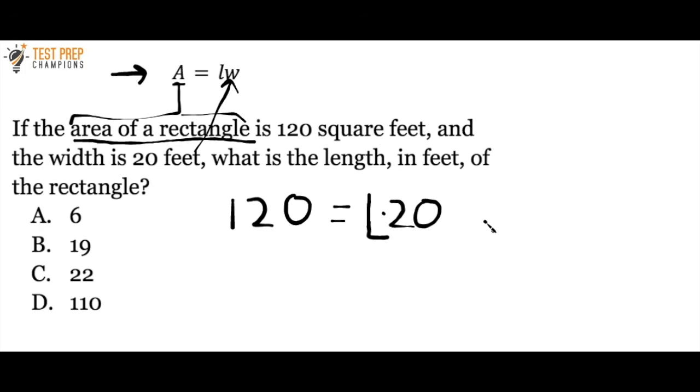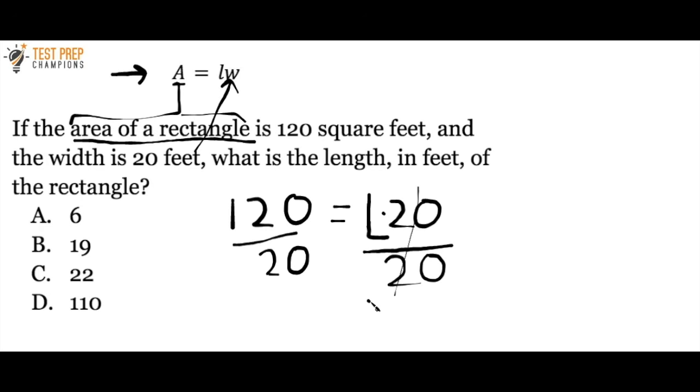So now all we're going to do is some basic algebra. So we have L times 20, and I want to figure out what L is. I want to get the L by itself on one side of the equation. So since it's L times 20, I want to do the opposite operation of times, which of course is division. So if I divide by 20 here, watch what happens. The 20s are going to cancel out. But there's a rule in math that whatever I do to one side, I also have to do to the other side as well.